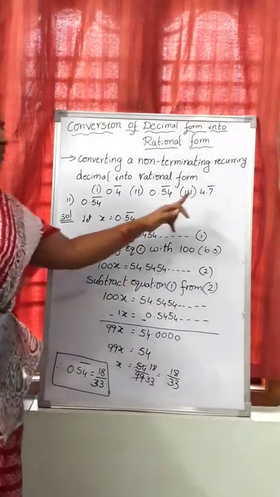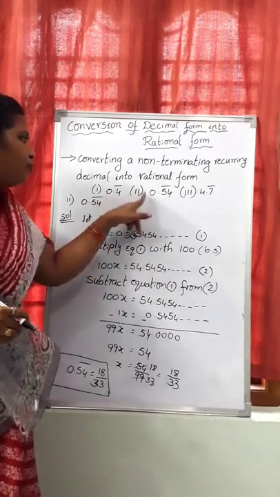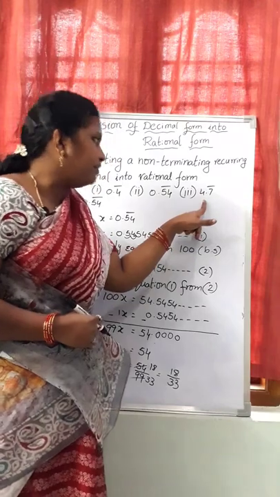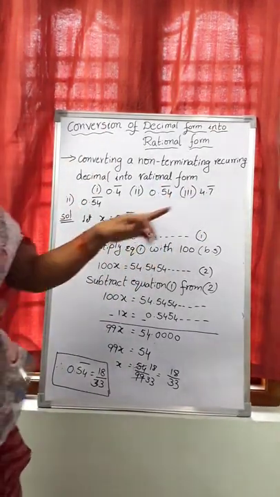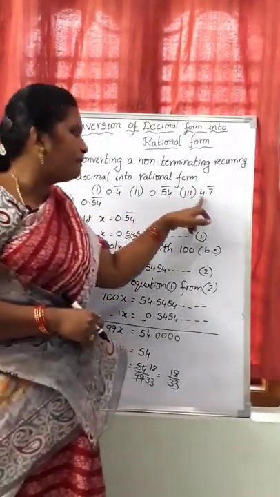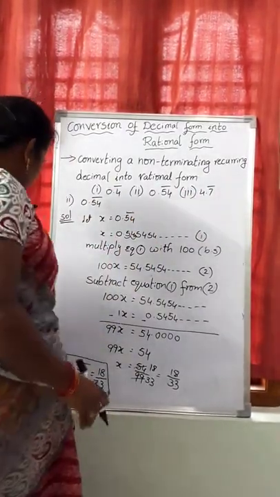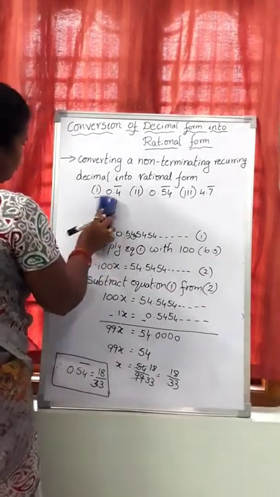Now see this third example. In the before two examples we are having only 0 point. But here in the third example we are having a number in the whole number part also. Now let us see how to do this question. How to convert, if the whole number part is there, a non-terminating recurring decimal into the rational form.